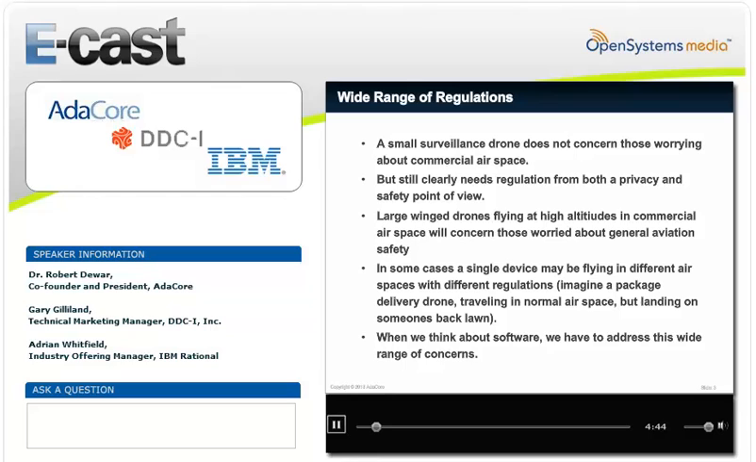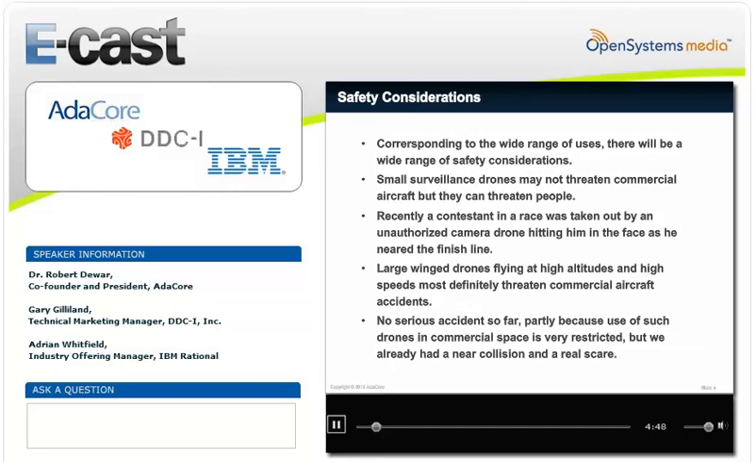So if we look at safety considerations, that similarly has a very wide range of issues that have to be considered. There'll be a wide range of safety considerations. Small surveillance drones may not threaten commercial aircraft, but they most certainly can threaten people. I don't know if people saw this story, but recently in Australia, a contestant in a running race was taken out by an unauthorized camera drone, hitting him in the face as he neared the finish line.